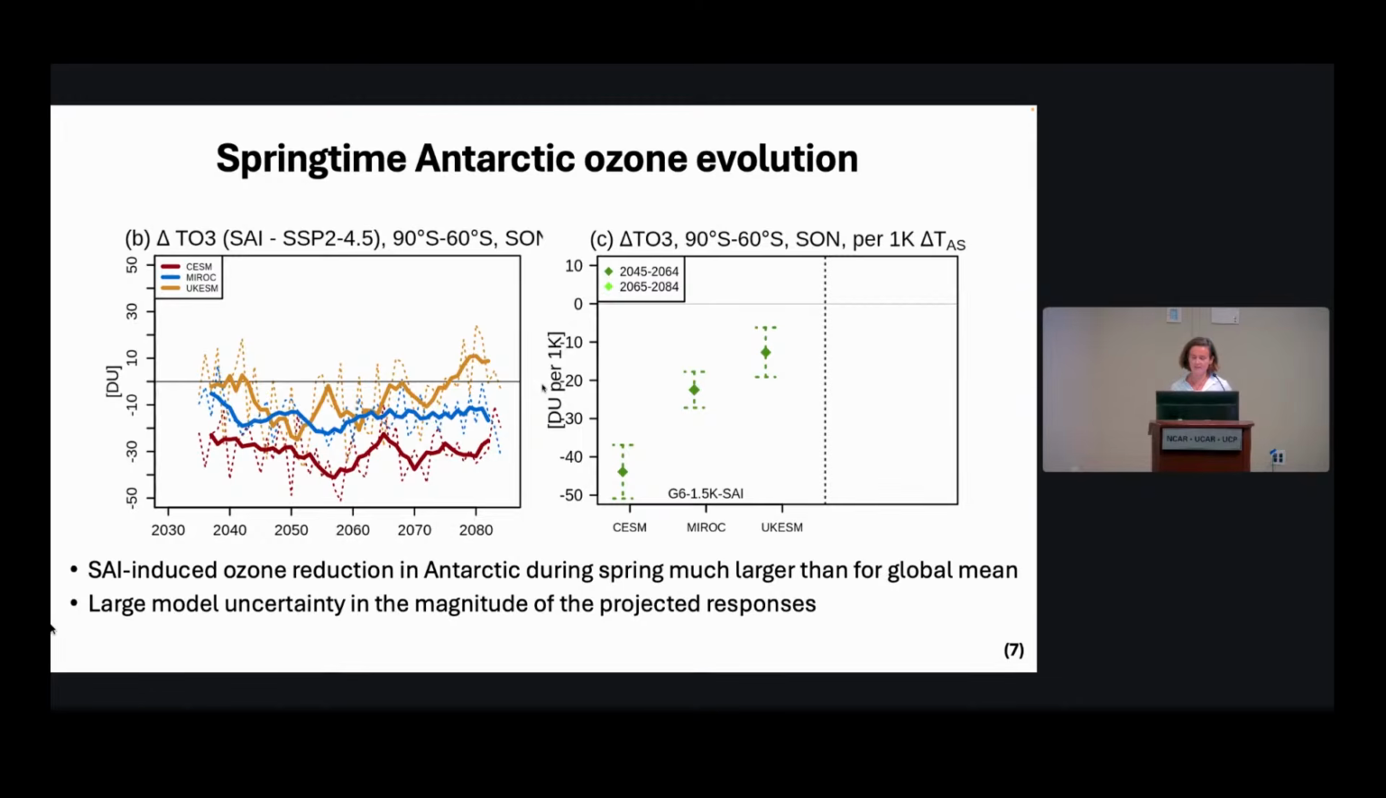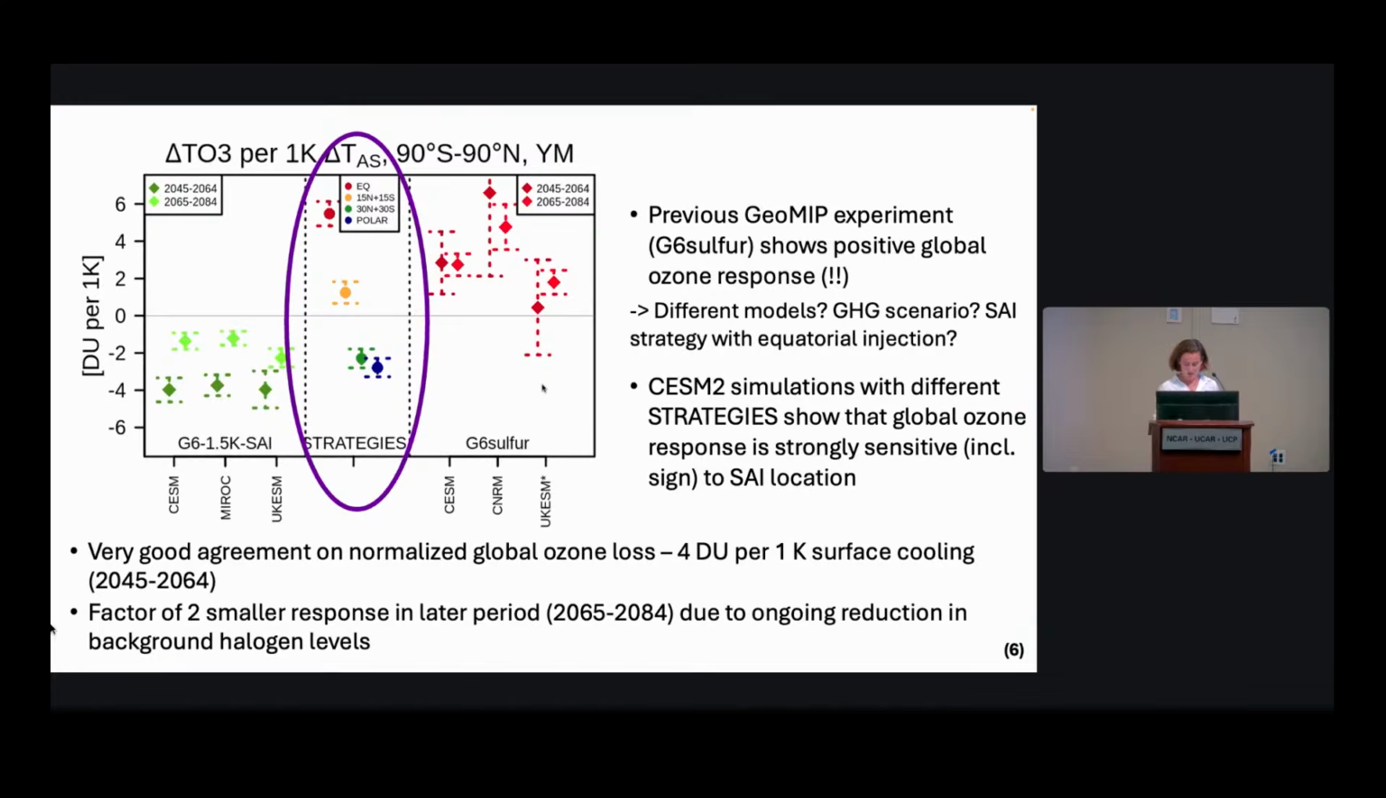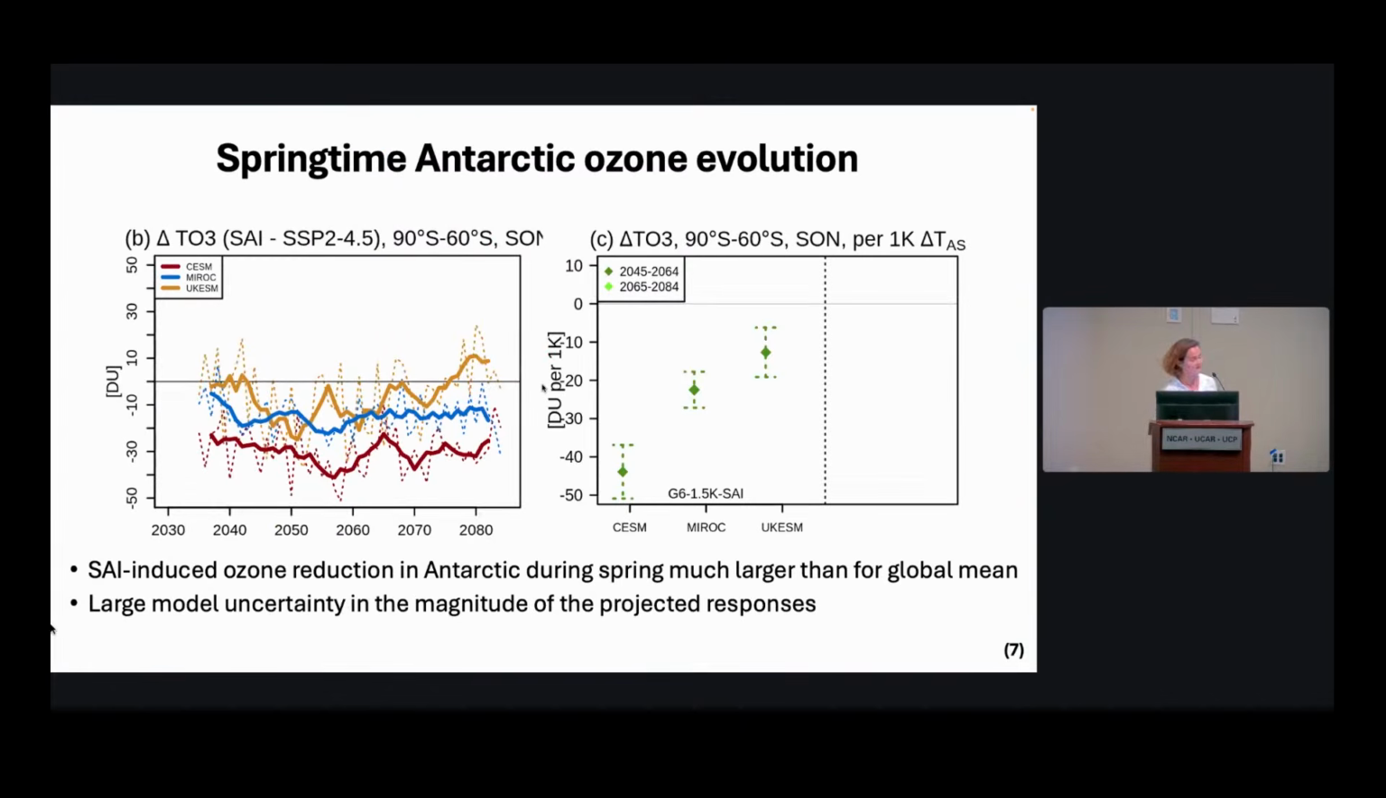And then on the right-hand side, I've got the Antarctic springtime total ozone column loss normalized by the corresponding global mean surface cooling. And we see that, yes, SAI also drives ozone decrease in the Antarctic during spring. However, unlike what was the case for the global mean ozone, where the models actually agree relatively well, we do see a significant difference in the magnitude of this Antarctic ozone loss. And this is the case both for the absolute total ozone column change on the left, and the response normalized with the global mean surface cooling on the right-hand side.